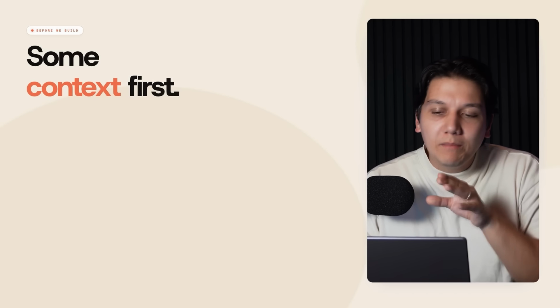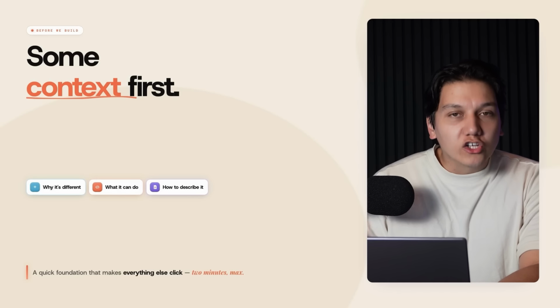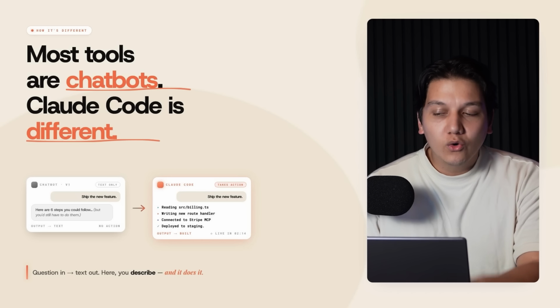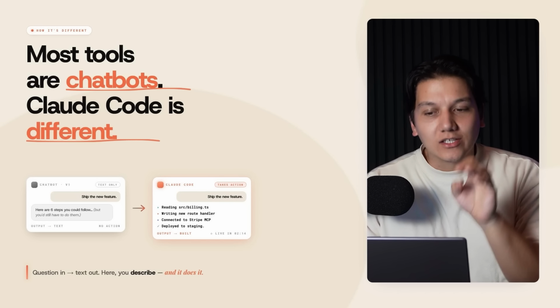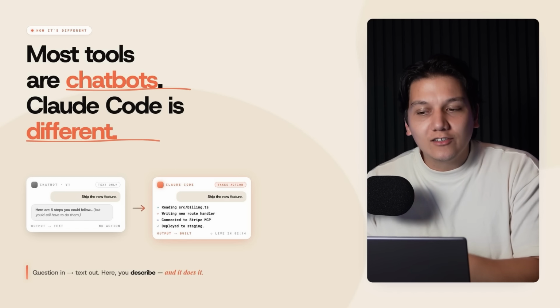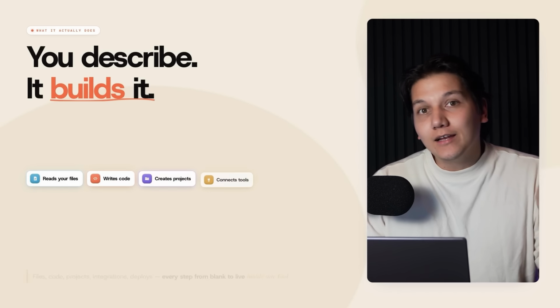Now, before we build, let me give you some context that will make everything else make sense. Most AI tools are chatbots, okay? So you ask it a question and you get text back. Now, Claude Code is different. It reads your files, it reads your code, it creates projects, and then it connects to external tools. It deploys your work to the internet. So you describe what you want, and it builds it.